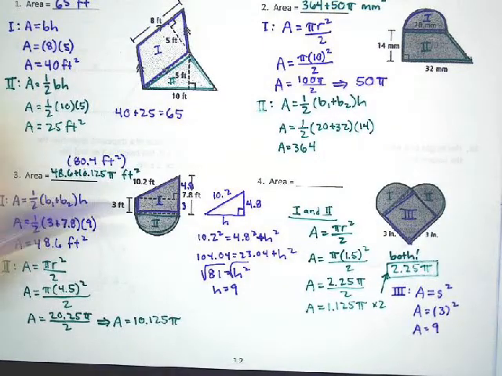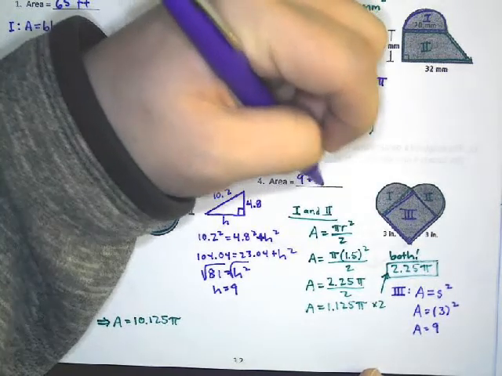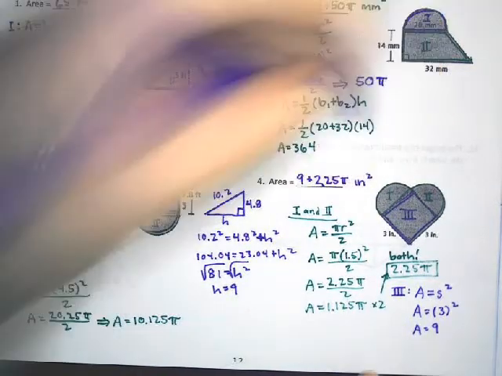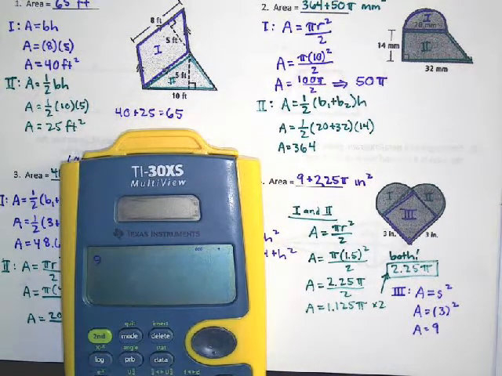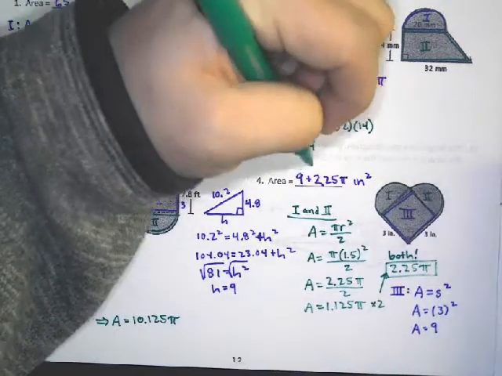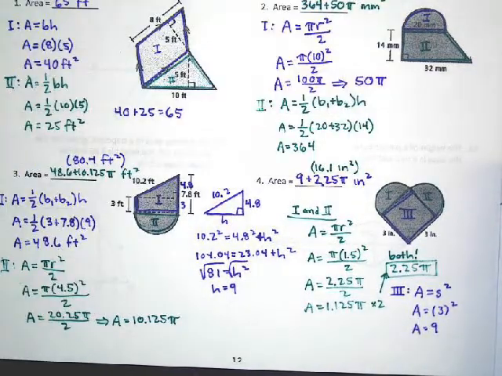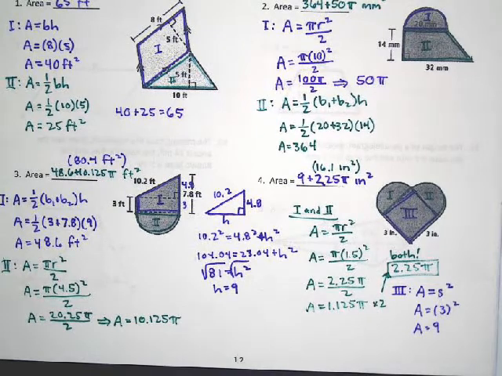All right, so here we go. We're going to add everything up because it's composite. 9 plus 2.25 pi, and those would be in inches squared. Or again, the decimal approximation, you go to the calculator, 9 plus 2.25 pi, 16.1. All right, 16.1 inches squared. Both answers more than okay with me. Okay. All right. So those were 4 examples of addition.